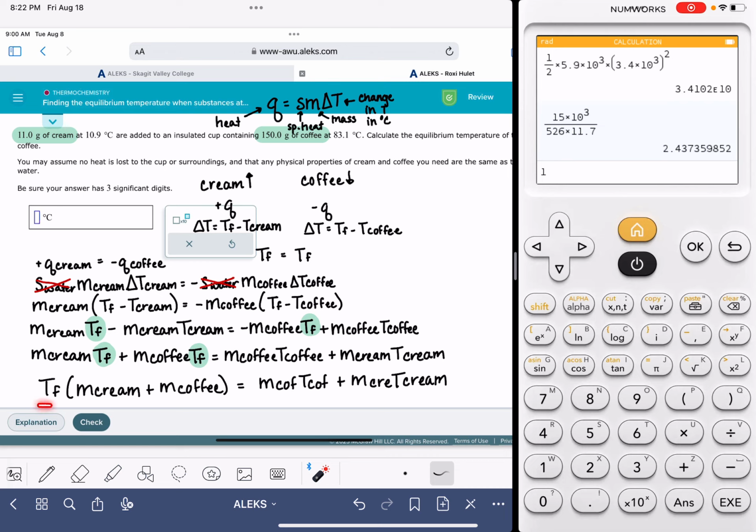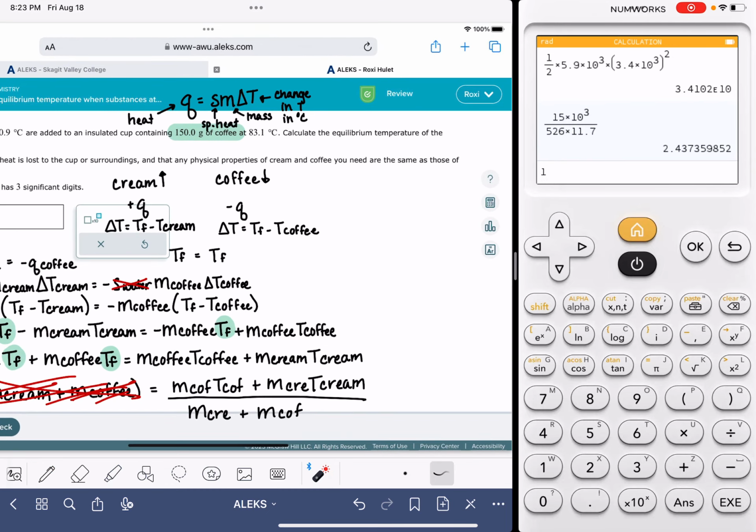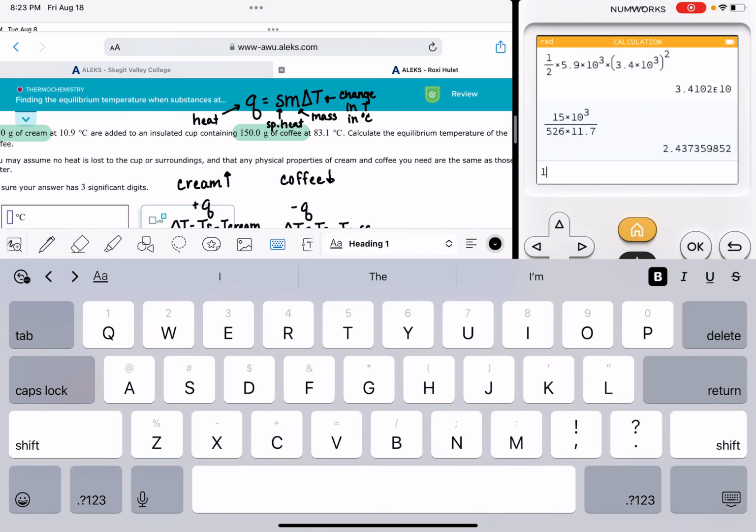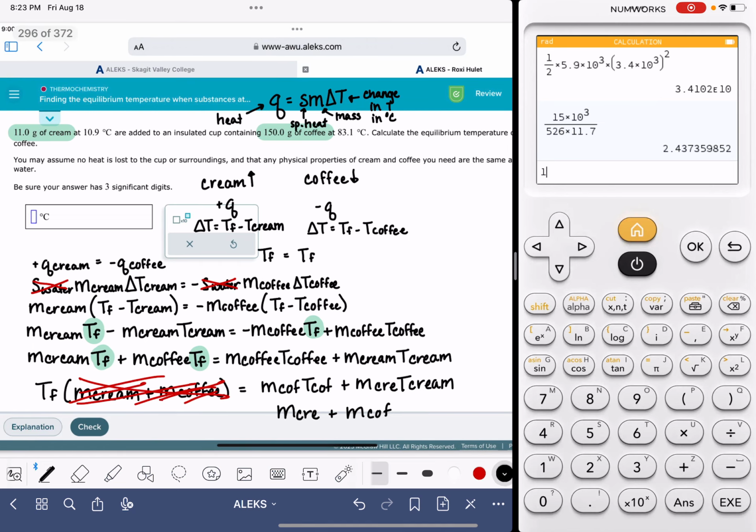And I can take one more step. I can divide both sides of this equation by this variable right here. So I can divide both sides by the mass of the cream plus the mass of the coffee. That's going to get rid of that right there. And that's just going to leave us, when we plug all of this in, calculating for that final temperature. So let's go ahead and give it a shot. And like I said, I told you this problem is a little bit math heavy, but this is all algebra stuff that we can do.